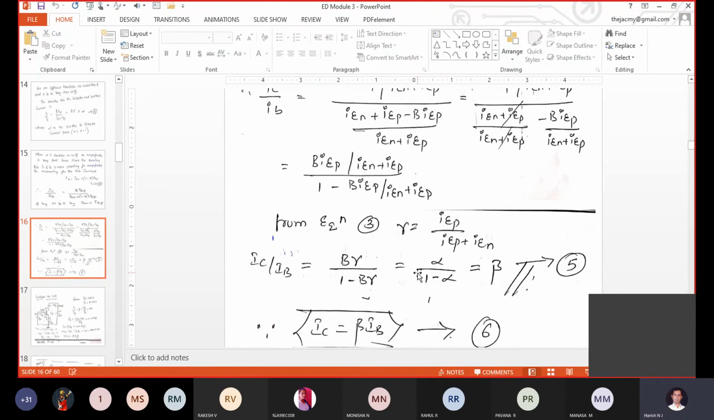Correct. So if you compare beta and alpha, correct, beta will be greater. Correct. So obviously for the current amplification purpose, you are going to make use of a common base or common emitter.